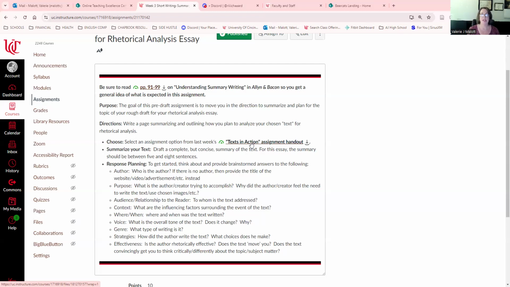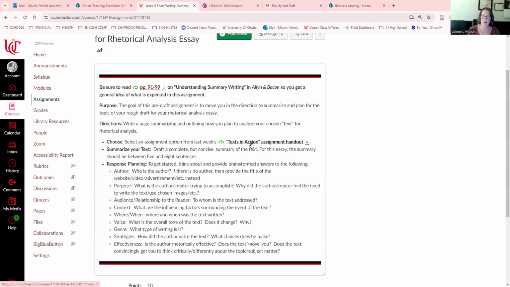If it's something from 10 years ago, or if it's something really recent, of course, that's relevant information that your audience, when you're writing your paper, will need to know. Voice: what's the overall tone of the text? Does it change? Why? You want to think about what the genre is. What type of writing is it, or what type of message is it? Is it a video? Is it a text? Is it an article? Is it a speech? You get the drill, right?